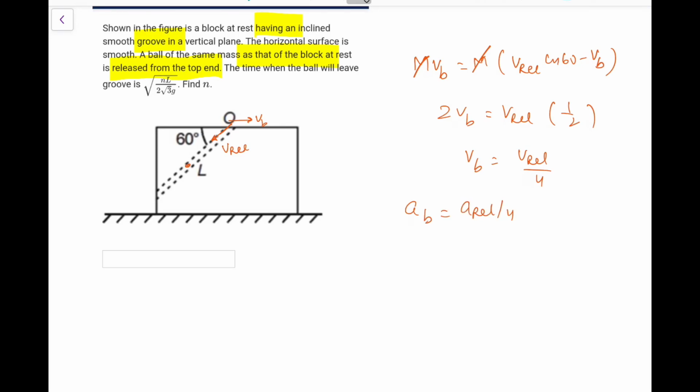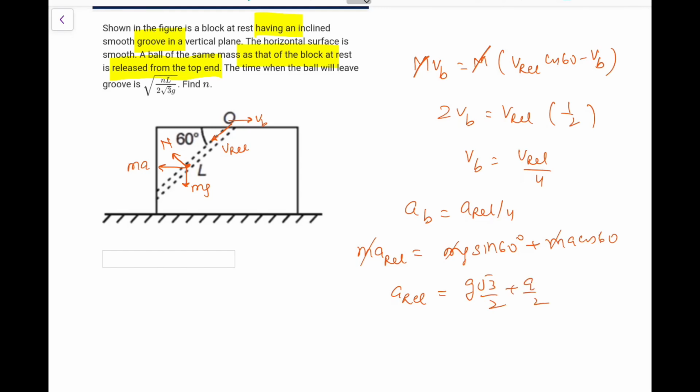Now what is the relative acceleration? Let's draw the FBD here. This is mg. This one will be ma, the pseudo force in the frame of that, and that would be N. So in the frame of that, m into a relative would be equal to mg sin 60 plus ma cos 60. So m goes, and a relative would be g root 3 by 2 plus a by 2.